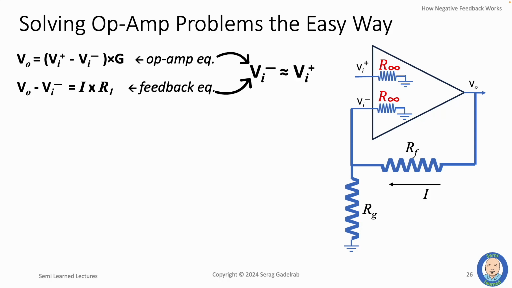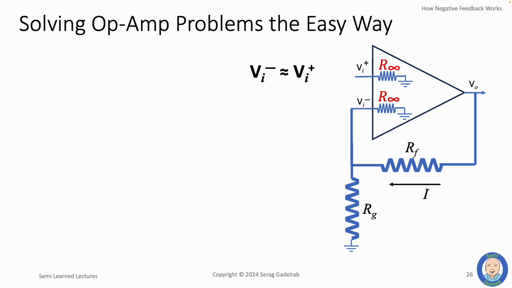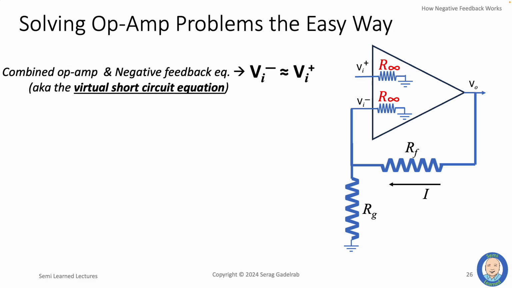That is that the voltage on the negative input terminal is almost the same as the voltage on the positive input terminal. So now we no longer need to consider these two equations, and instead we just use the virtual short circuit equation that combines these two equations. Now let's see how easy op-amp problems become when we use the simplified equation.